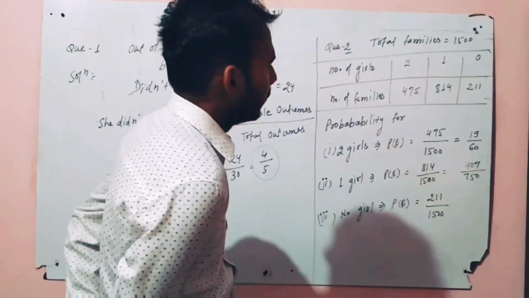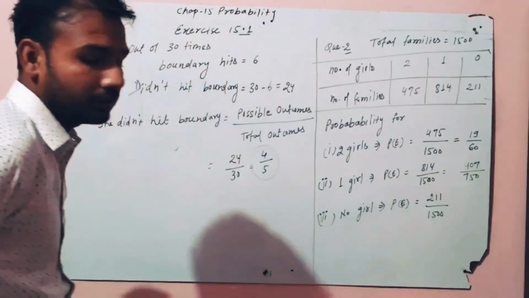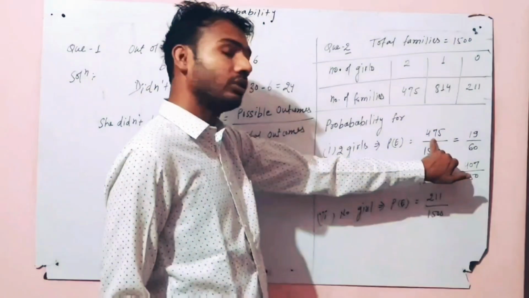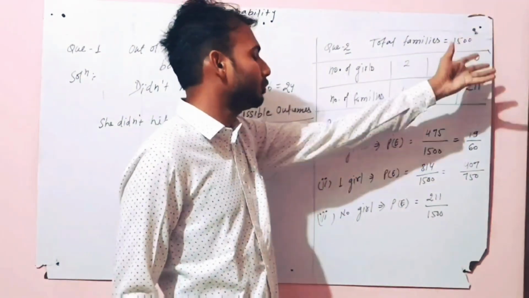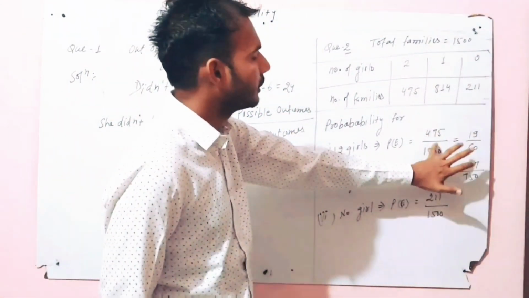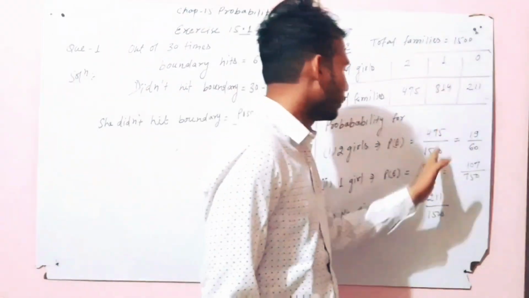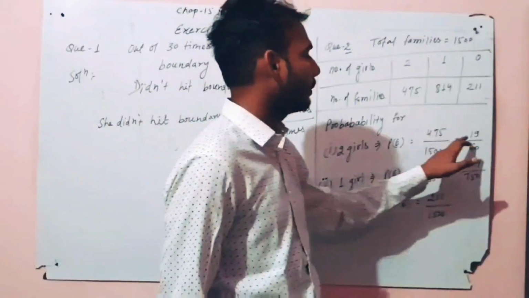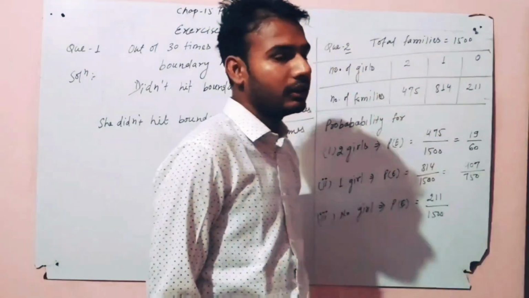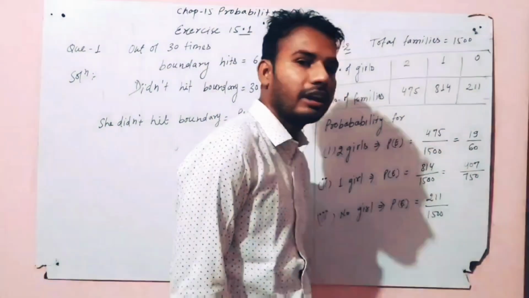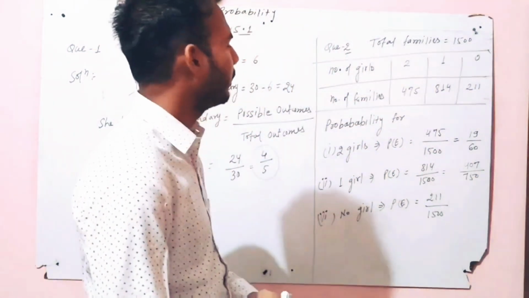So two girls, it is a very simple question as given in the table. 475 times there are two girls in the family. So possible outcomes are 475 and total families means total outcomes is 1500. So possible outcome upon total outcome, 475 upon 1500. Both are divisible by, I think, 25. So we divide by 25 and it comes 19 and this comes 60. So 475 upon 1500 will be changed to 19 upon 60 because both are divided by 25.